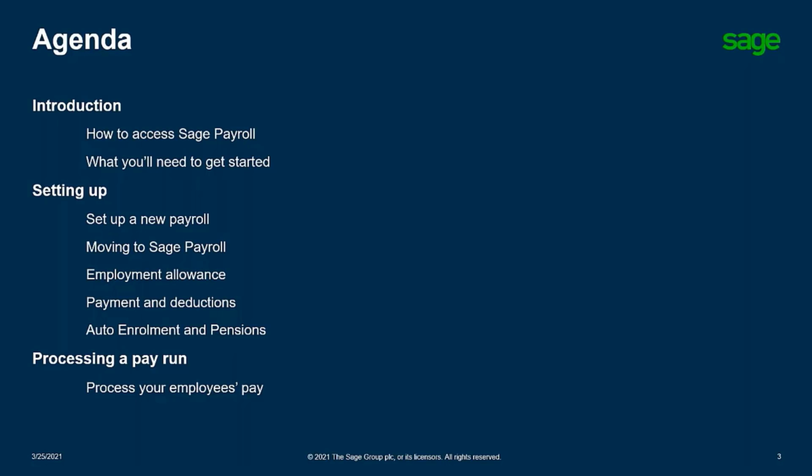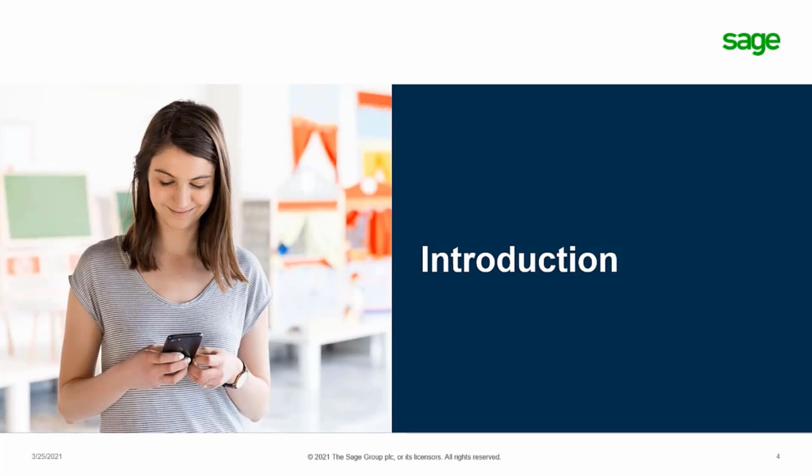Let's take a look at what we're going to cover within the next hour. So we'll start with an introduction to the payroll and we'll show you how to access and navigate the software. We'll cover how to set up, whether you're doing this as a new business or whether you're moving from an existing software. There's some additional setup in there too, things like setting up employment allowance, payments and deductions and pensions. And at the end of the session today, once we've showed you how to set up your payroll, we will show you how to run a payroll from start to finish, including submitting to HMRC and any month-end tasks. So let's start with an introduction where I'll show you how to navigate the software.